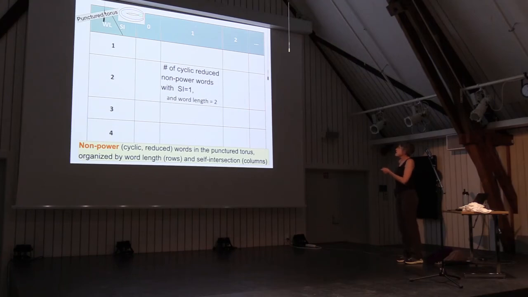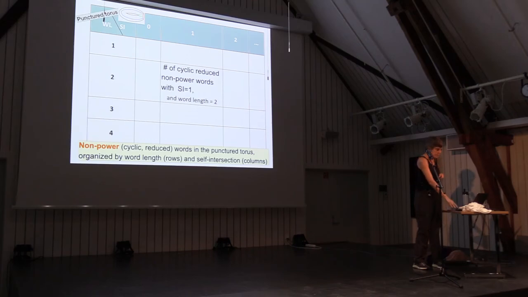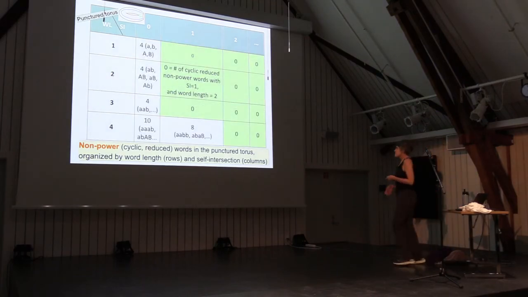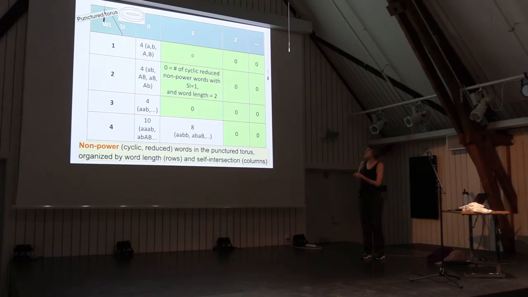In the column, say number 1, I'm going to put words that when I compute the self-intersection of the corresponding curve, I get 1. And in the row 2, it means 2 letters. So for instance, here I have words of 2 letters whose self-intersection number is 1 in the punctured torus, this particular surface word associated to the punctured torus. So here are the first pieces of the counting. What are the words of 1 letter? Well, they are A, B, capital A and capital B, and they don't cross each other, so they're all self-intersection 0.